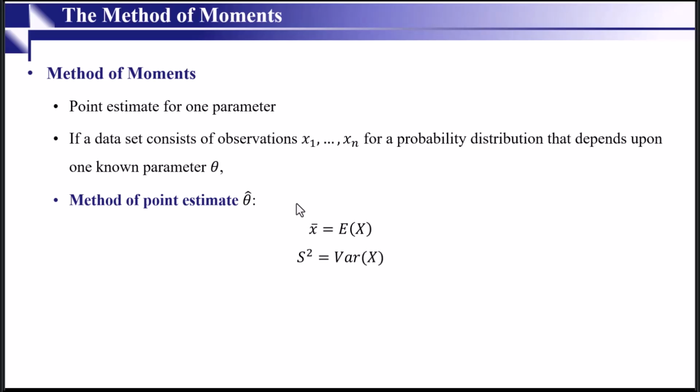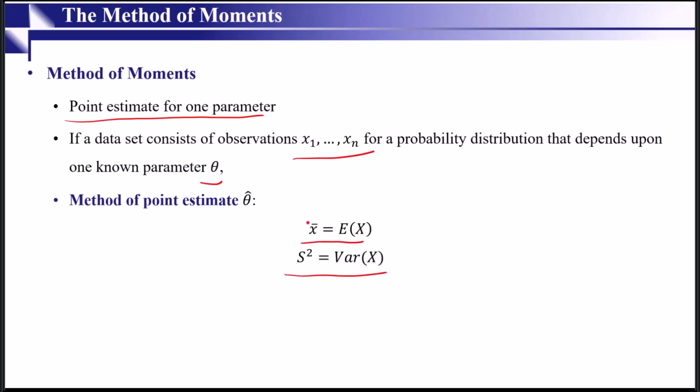For a data set with one unknown parameter, this method provides a point estimate based on the observed data. So the method of moments is a point estimate for one parameter. In this method, the estimator is chosen to match the sample moments, like mean and variance, with the corresponding population moments. If a data set consists of observations x1 to xn from a probability distribution that depends upon one unknown parameter like theta, then the method of moments point estimate theta hat is found from x bar equals E of x and sigma squared equals variance of x.